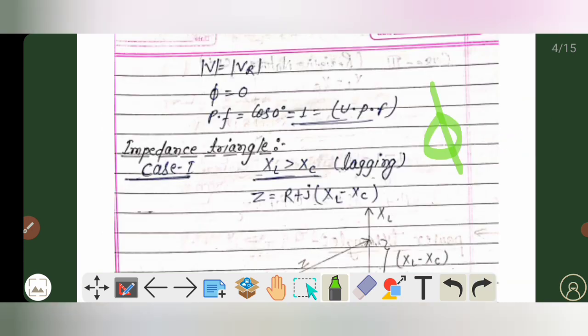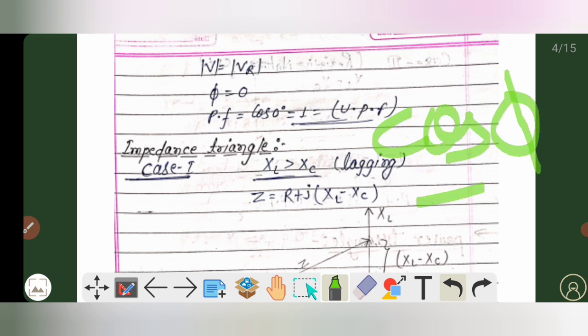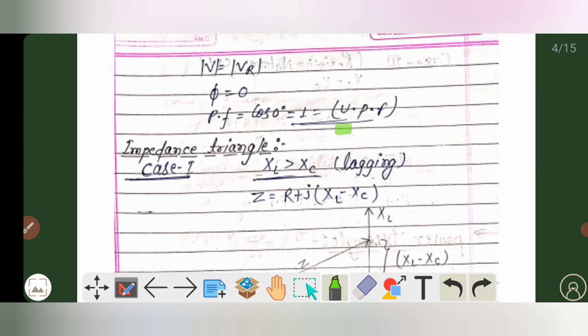As you can see from the diagram, this circuit is resistive in nature. So if you want to calculate the value of cos phi, that is the power factor, it will be cos 0, and it comes out to be 1, that is unity power factor, or UPF in short.